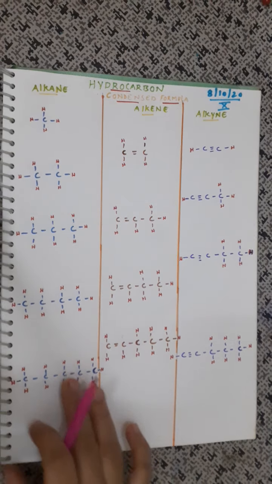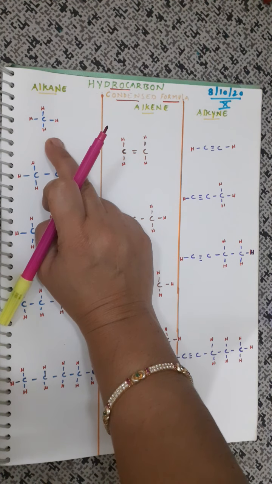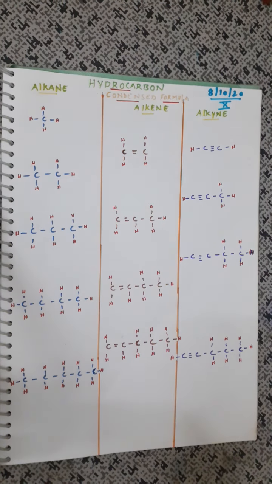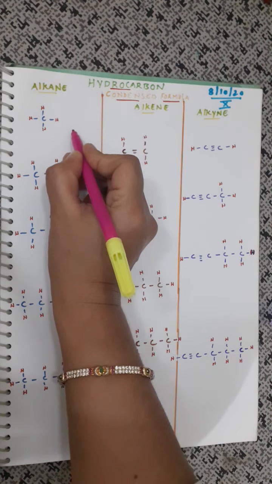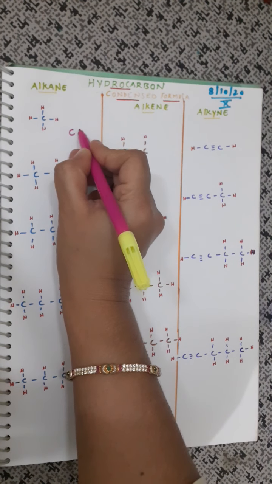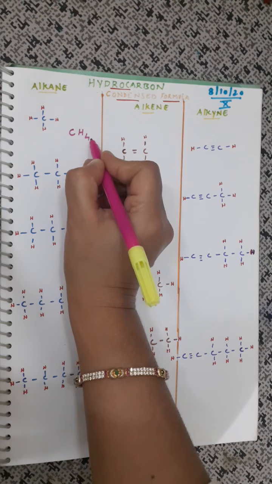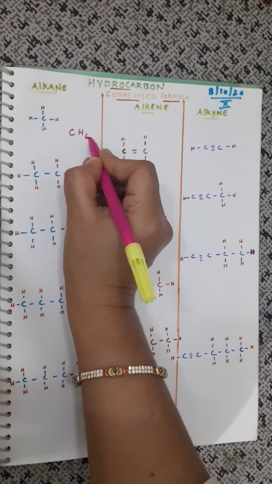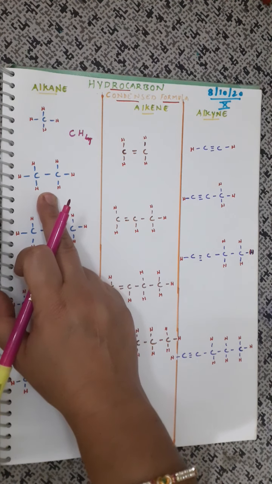So let us begin with the first case. What is the first hydrocarbon under alkane? That is methane. So how many carbons, children? Let us first write a single carbon, then represent hydrogen. How many hydrogens? 4. So the condensed formula becomes what? CH4.